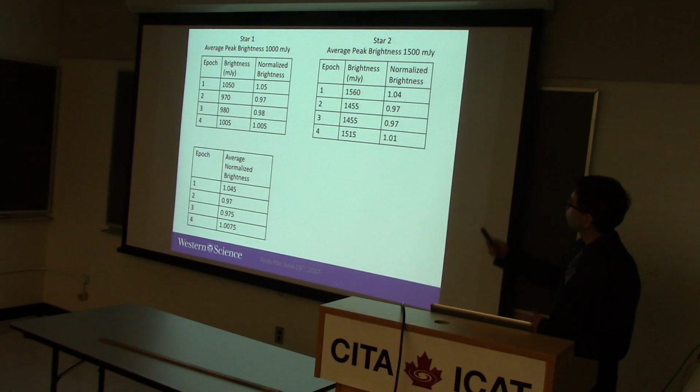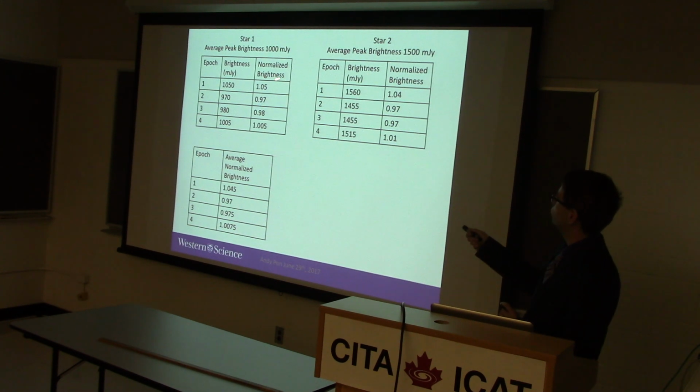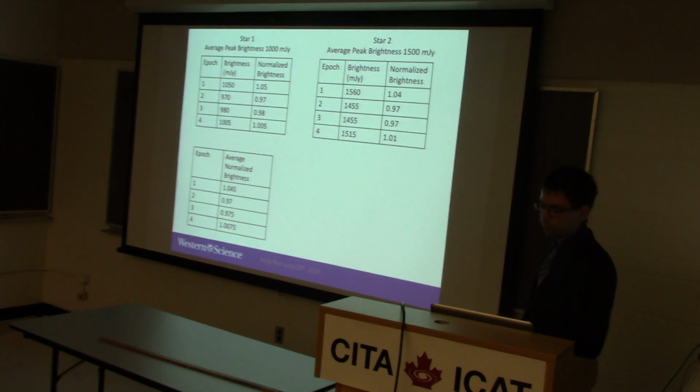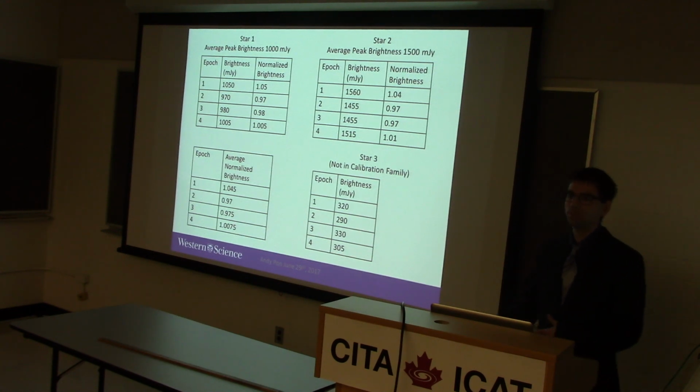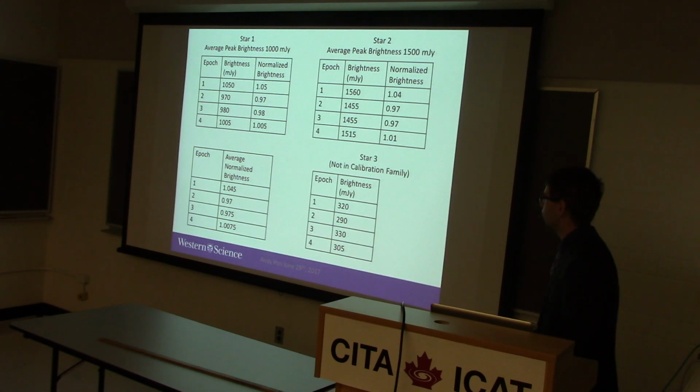So using this example, if this was a calibrator set, you just take the average of the normalized brightness for each epoch, so 1.04, 5, 0.97, and so on. And if we had a third star, and I'll point out that these are all numbers that I've just made up. This is not any particular star from the data set.